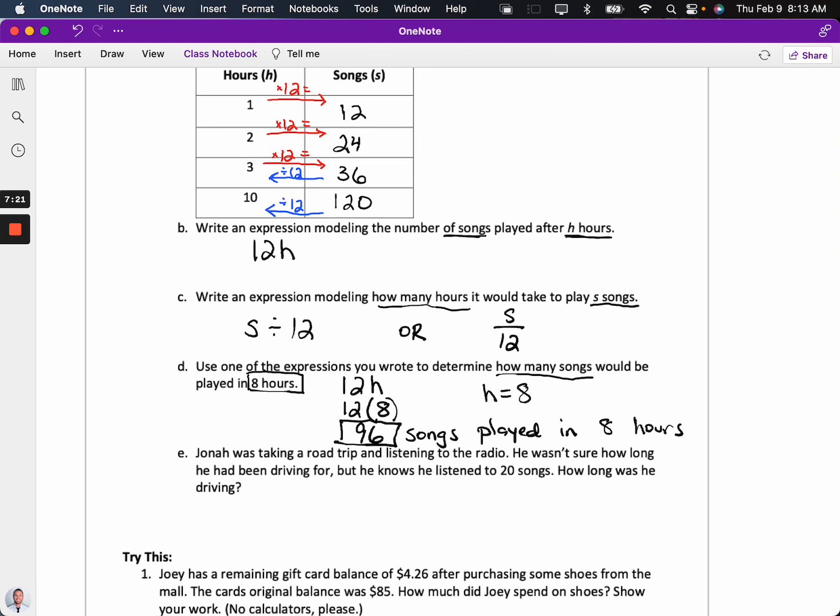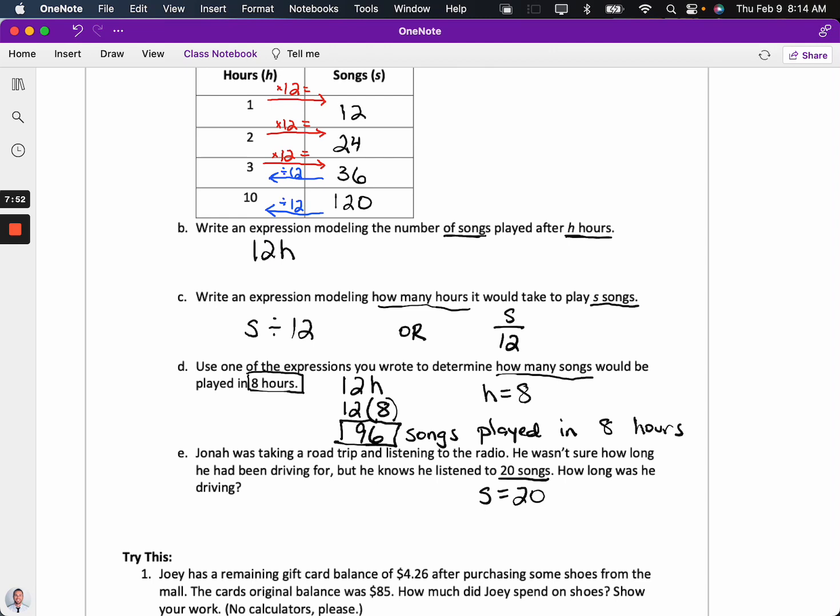Jonah was taking a road trip and listening to the radio. He wasn't sure how long he had been driving for, but he knows he listened to 20 songs. How long was he driving? So this time we're told we're doing 20 songs, so that means I'm told in the problem that S, songs, is equal to 20. And my question is asking me how long, how many hours was he driving for?